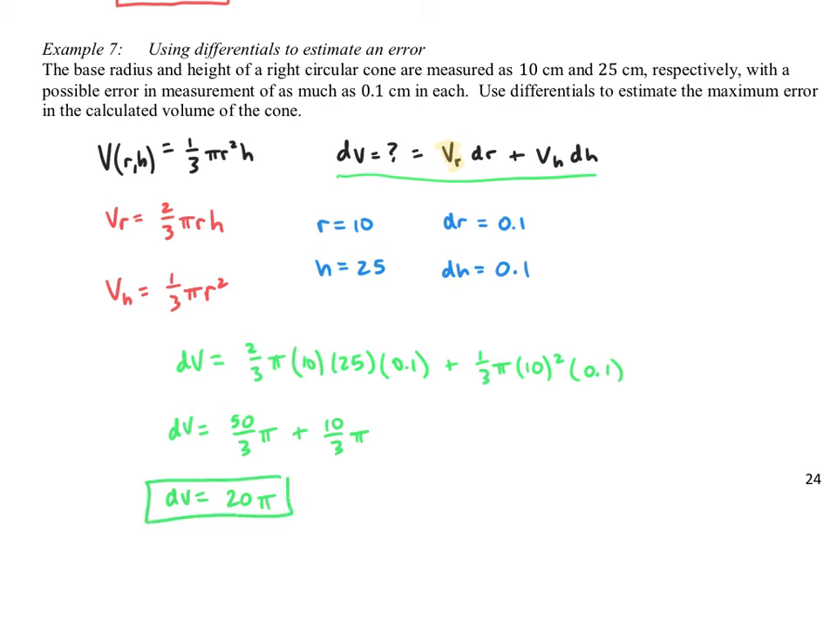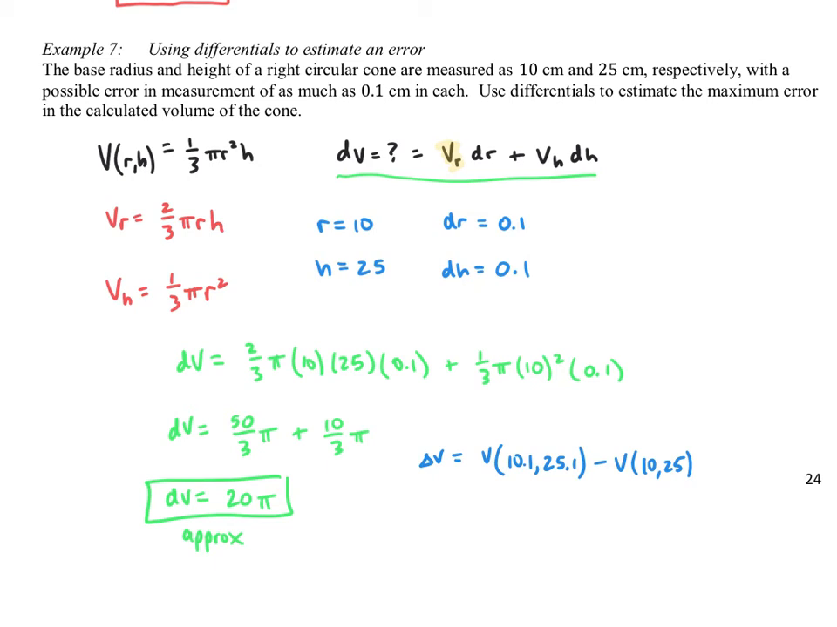Now what I'm going to do, just so we can see if this is very close at all, is we're going to find the actual. So this is the approximate, and I'm going to use a calculator to find the actual. The actual is going to be V of 10.1 comma 25.1 minus V of 10 and 25. So this is going to be the delta V, the actual. I'm going to pause and type that in.